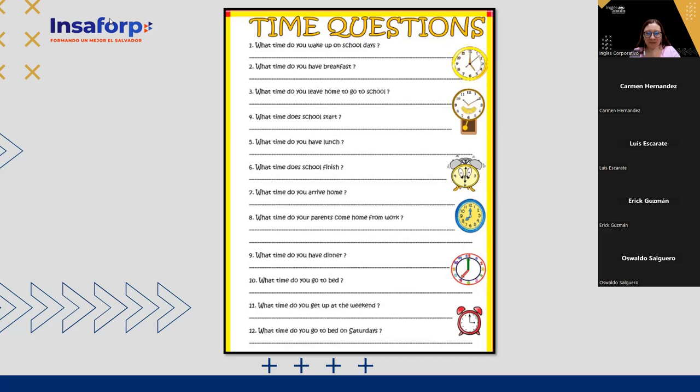And the last one is, what time do you go to bed? Currently, I go to my bed at 10 o'clock. After I finish my English class, I take a shower and also pray. After that, I go to my bed until the next day.